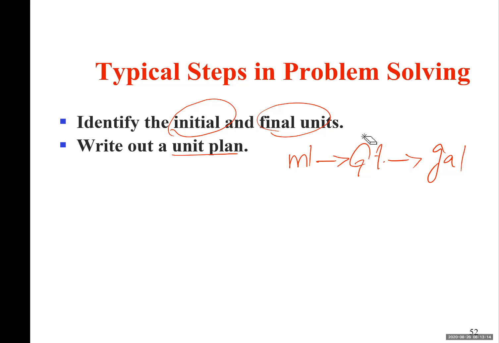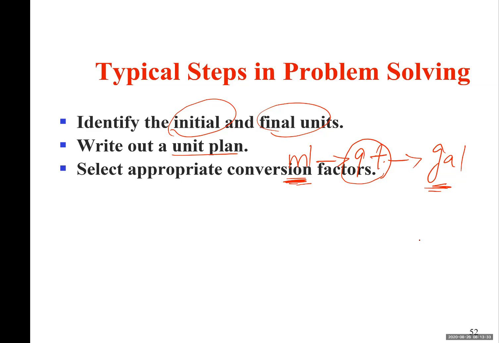Where do you start? Quart. And where do you like to end up? Do you need a bridge unit to convert the initial unit to the final unit? Next, select the appropriate conversion factor. How do you write a conversion factor? Again, the unit you are canceling goes on the bottom. The unit you are converting into goes on top.